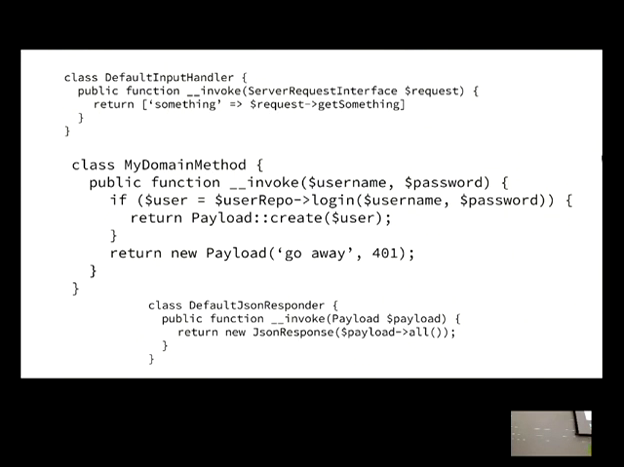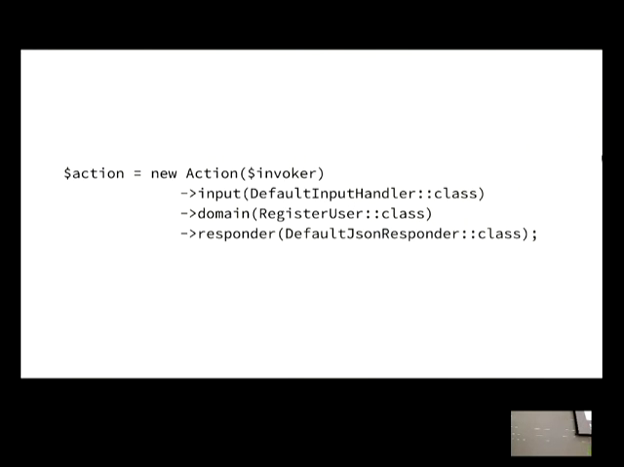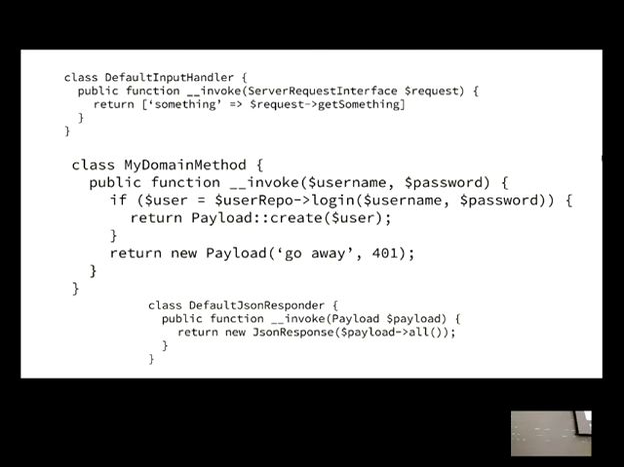As I mentioned, the input handler will just create an array of named arguments. The domain method, that's the bit where you're actually using those arguments to do something, and you're returning the payload, which the responder knows how to convert into an actual response. And I'm creating a JSON object there, but you'd probably use a factory just to make sure that you're fully abstracted. So yeah, that's creating the action, and this is what those bits might look like.